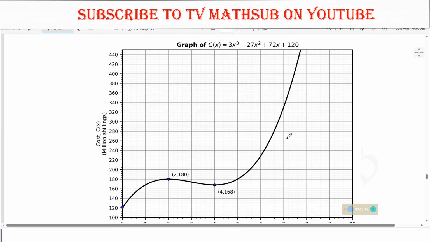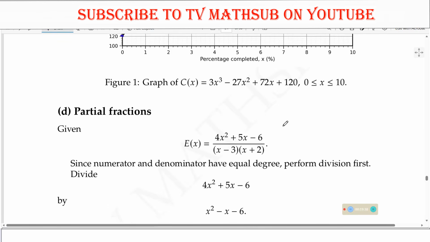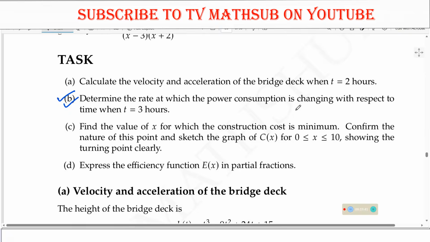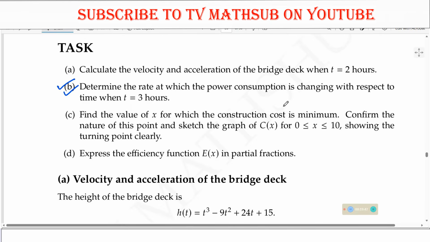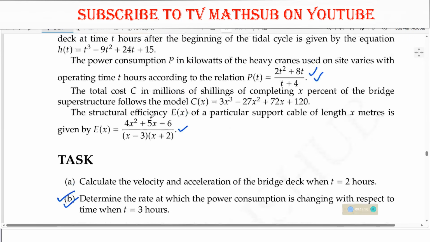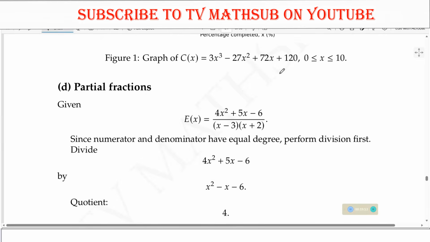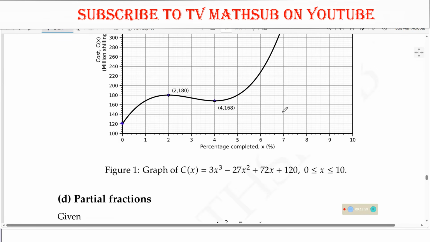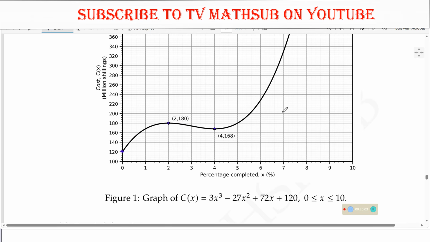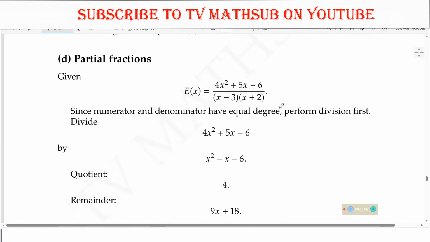Okay. Now from there, we shall look at the next part. So that is part D. Express the efficiency function e of x in partial fractions. So we are given e of x as this, and we need to put this in partial fractions. That is basically what we shall be having now from what we are given. E of x is 4x squared plus 5x minus 6 divided by x minus 3 into x plus 2.